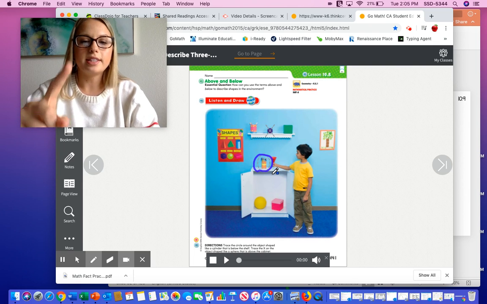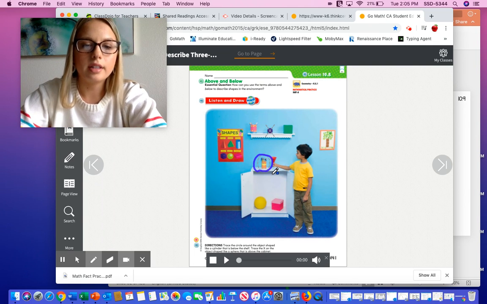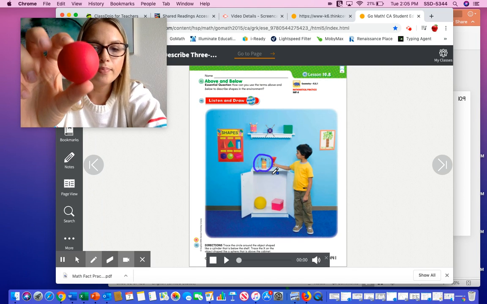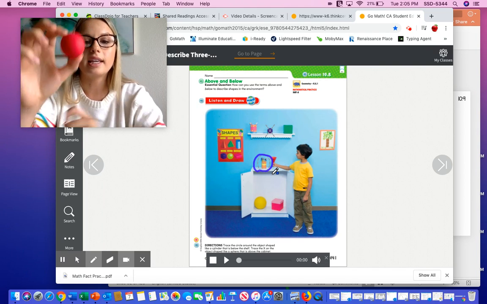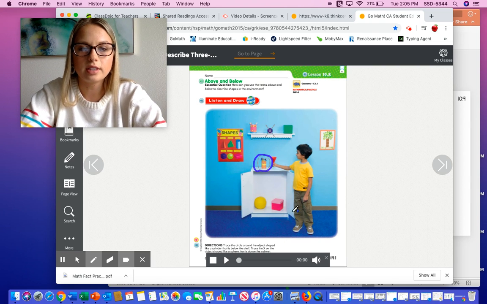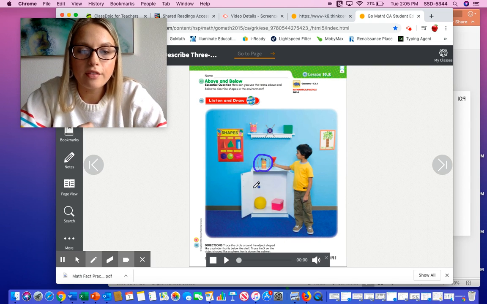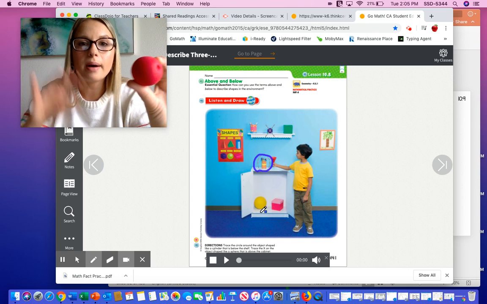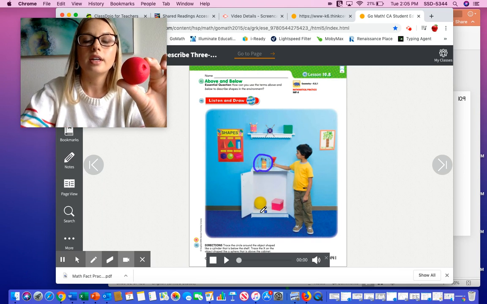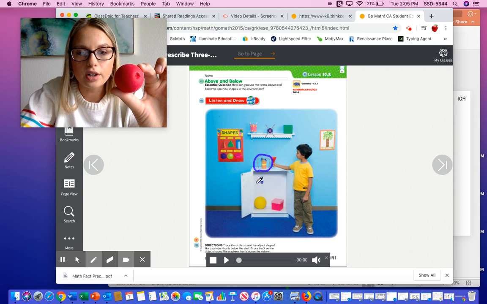Now, trace an X on the object shaped like a sphere that is above the cabinet. So let's find the cabinet. This dresser here is the cabinet. We're looking for a sphere that is above. Above means on top of. So it's not going to be under, it's above.